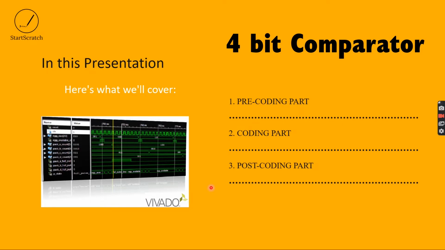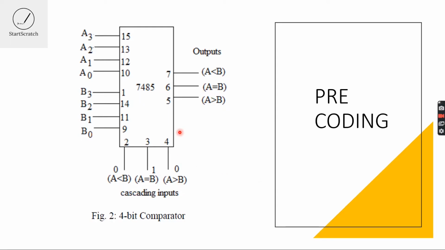In this video, you will be getting to know how a 4-bit comparator will work and how to design a Verilog code for it. For a better understanding, I split the video into 3 parts, that is pre-coding part, coding part and the post-coding part. Let's move on to the pre-coding part. In the pre-coding part, you will be seeing the circuit diagram and the functionality of the 4-bit comparator.